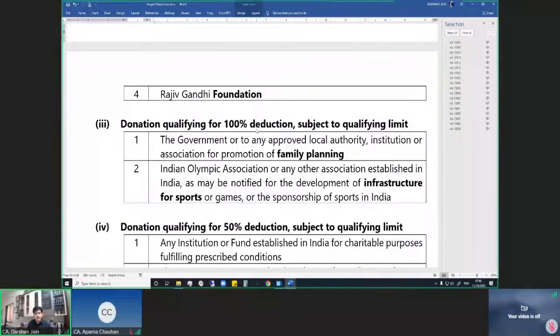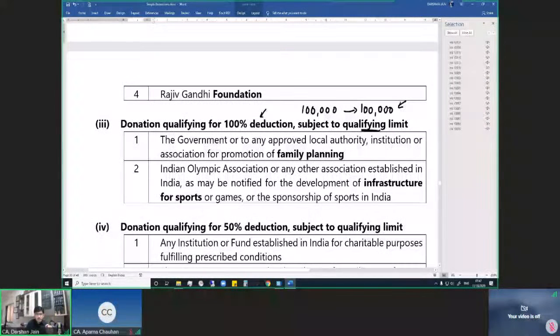Then deductions qualifying for 100% deduction, but subject to a qualifying limit. Now here there is a limit. 100% deduction is available. You make a donation of 1 lakh rupees and you claim 1 lakh rupees of deduction. However, this 1 lakh rupees of deduction is subject to a maximum limit. Now, what is that maximum limit?